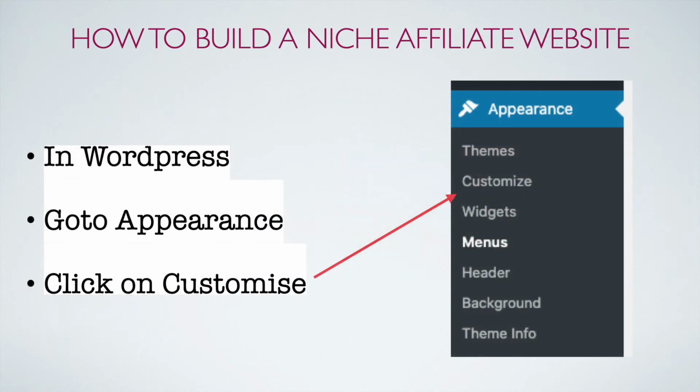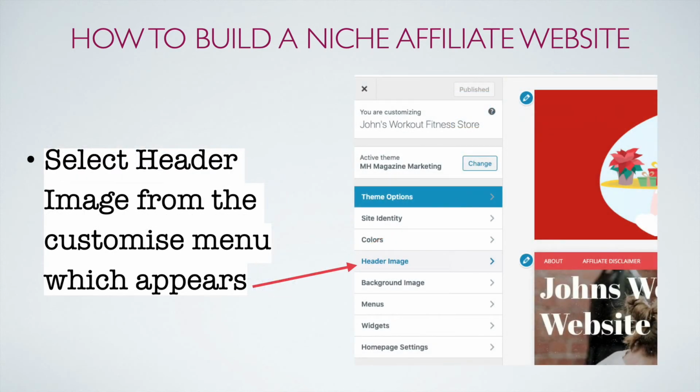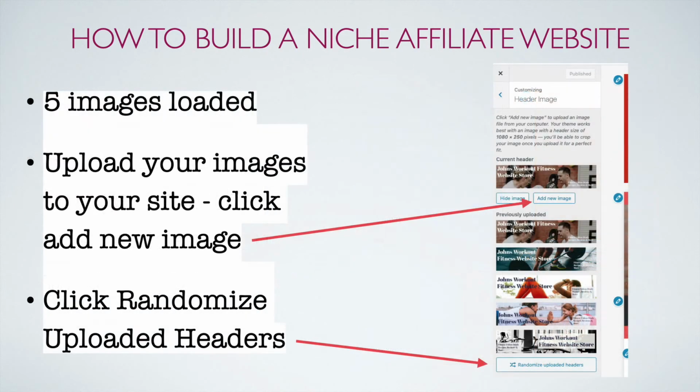Now you go to WordPress, go to Appearance, and then click on Customize, and that brings up this menu, and you need to select Header Menu from the Customize menu which appears. So we do that. Now you can see that I've got 5 images loaded, and I suggest you do this. You build a variety of different images and upload them to your site. You'll need to bring them through your media page, but that's very simple to do. Then you just click on Add New Image, and I would also click on the Randomize Uploaded Headers button at the bottom, which means that every time somebody comes to your page, they'll get a randomized example of these 5 headers. You can put in more than 5 if you wish.